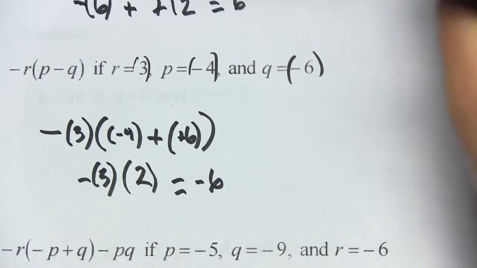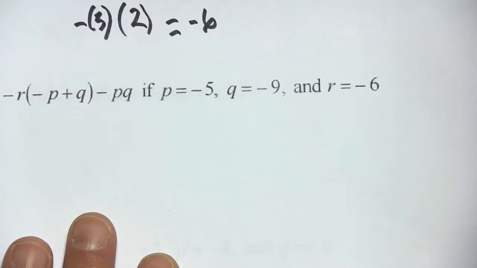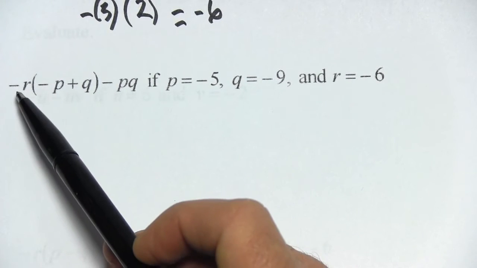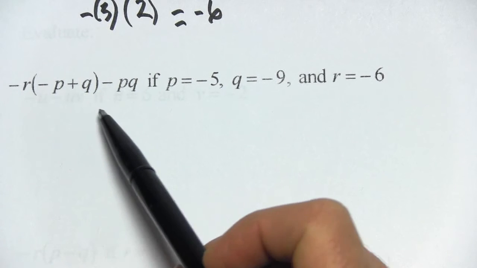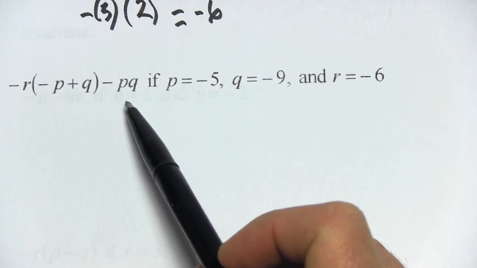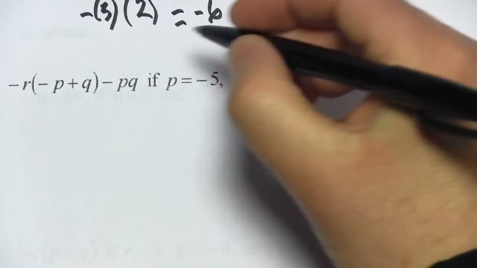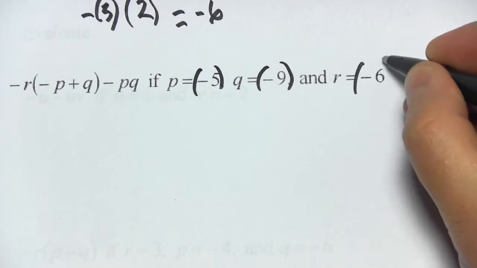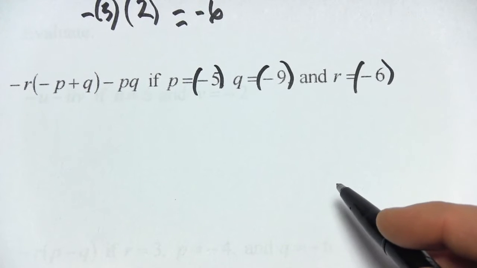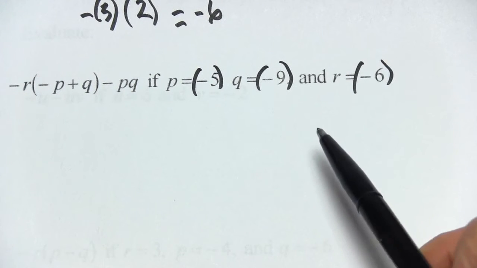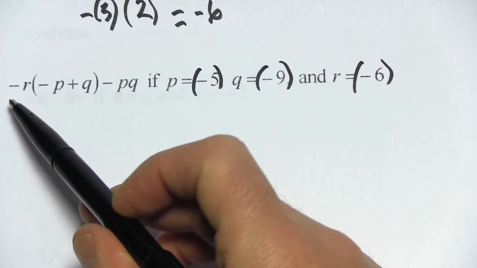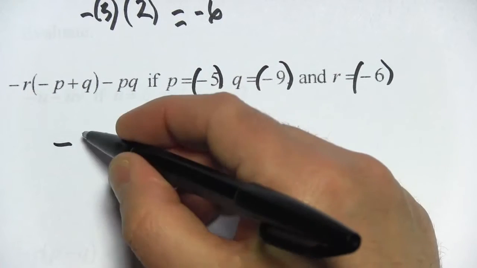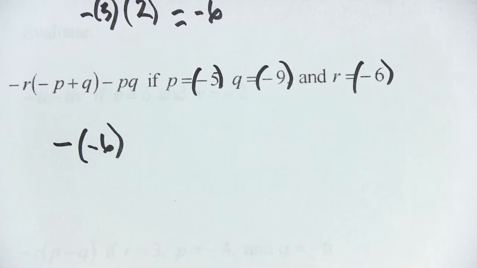All right, one more, slightly more complicated. So this time our expression has a negative r, parentheses, negative p plus q, and then a minus p times q. Let's just go ahead and start plugging things in. Oh, and all of these are negative numbers, so we'll probably have a lot of complications with the signs. But we'll just take it one piece at a time. First of all, I have a negative sign. And then we'll put in r, which is negative 6.